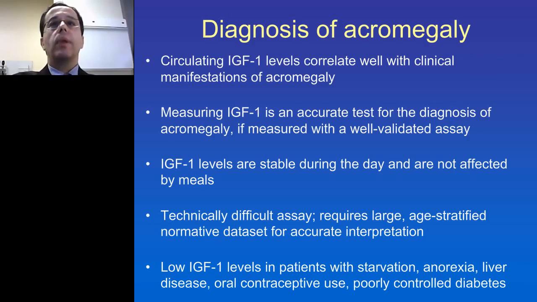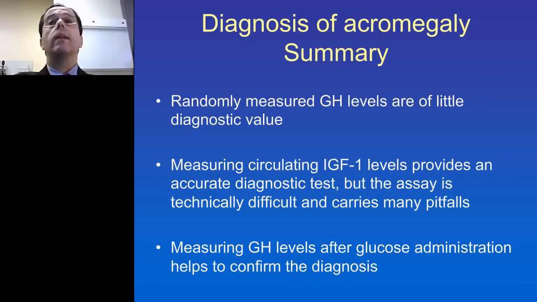So in summary, randomly measured growth hormone levels are of little diagnostic value. However, measuring circulating IGF-1 levels provides an accurate diagnostic test, but the assay is technically difficult and carries many pitfalls, as we saw. Measuring growth hormone levels after glucose administration is very helpful in confirming the diagnosis of acromegaly.